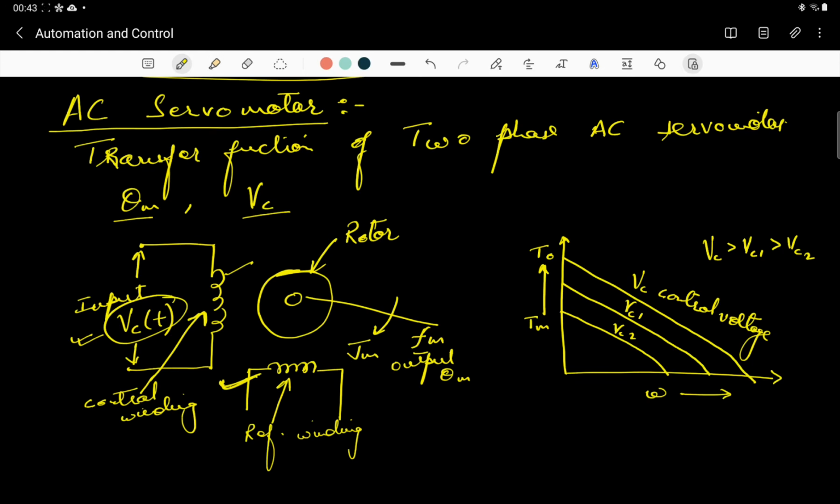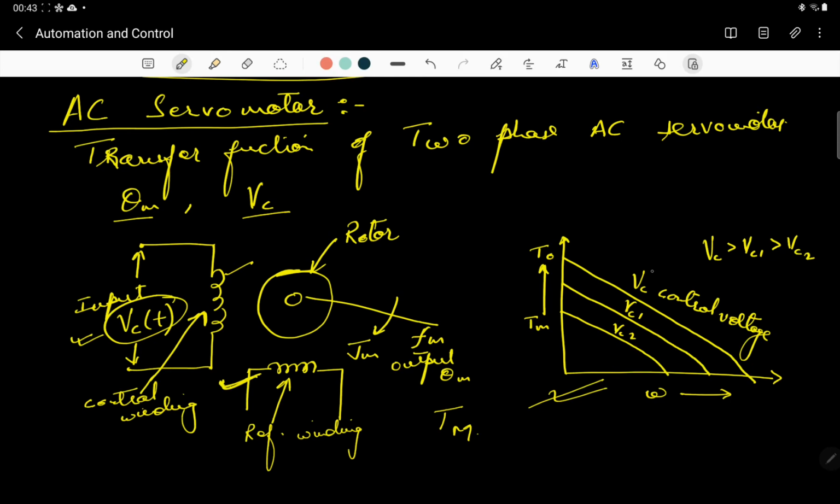So this control voltage VC(t) results in the development of the motor torque. The torque which is being developed at the motor is the motor torque. This control voltage helps to develop the motor torque Tm, and the simple relationship between Tm and omega, that is the torque speed characteristics of the motor, is shown over here.